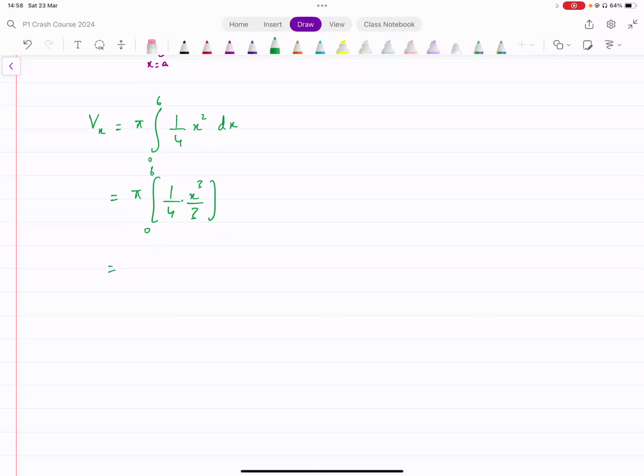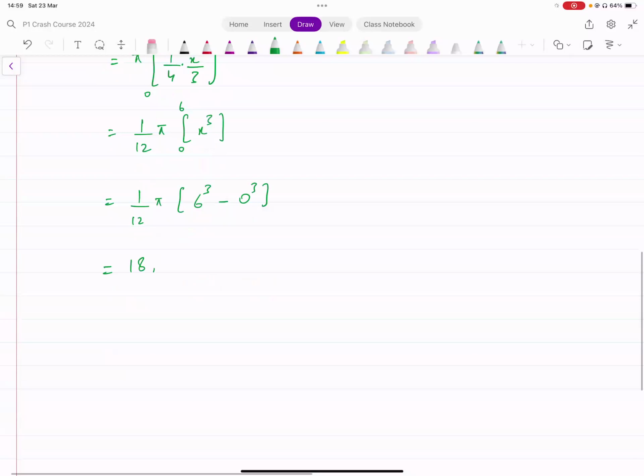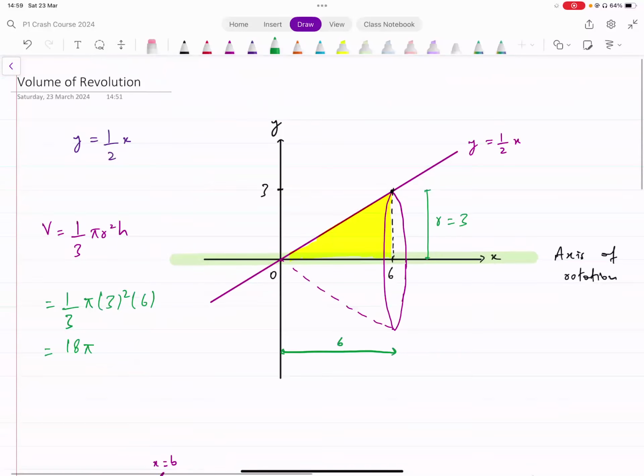Now, you could simplify it like this. This constant could be written outside, 1/12. So you have 1/12 times pi times x cubed. Limits are from 0 to 6. You just input these limits now: pi/12 multiplied by 6 cubed minus 0 cubed. See what that gives you. 6 cubed is 216, divided by 12, that is 18. So you get 18 pi from this as well. And that's the same thing that you got from the volume of cone formula above.